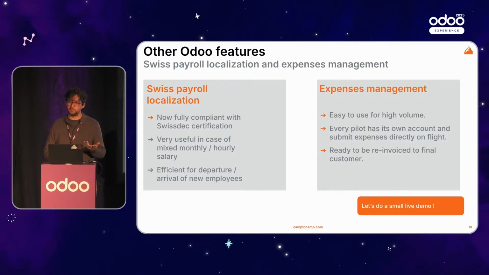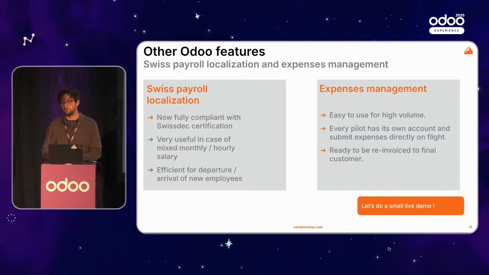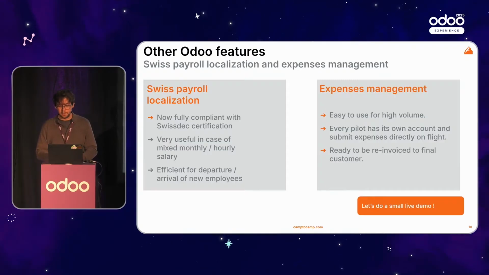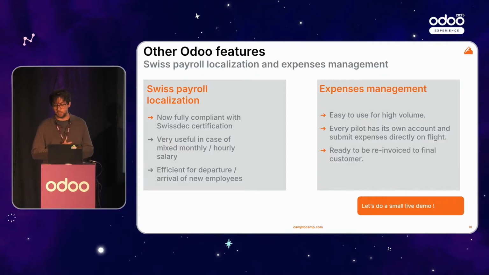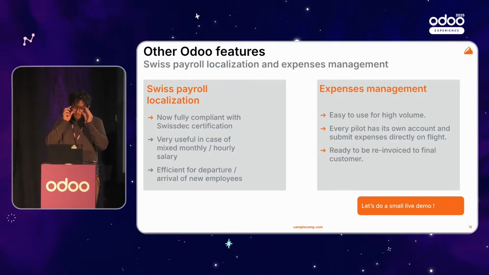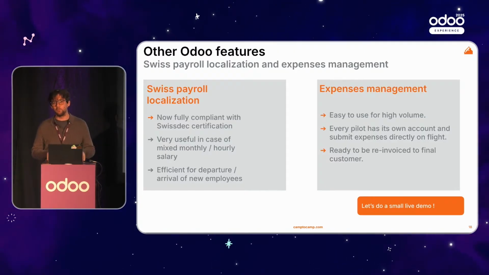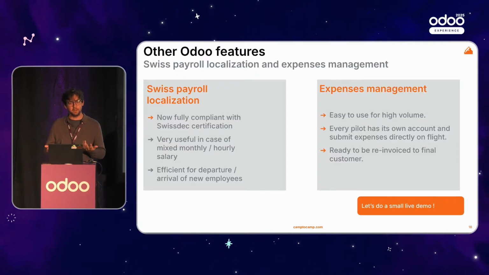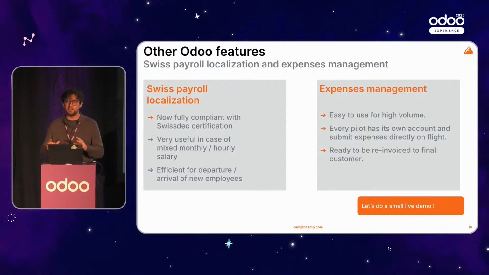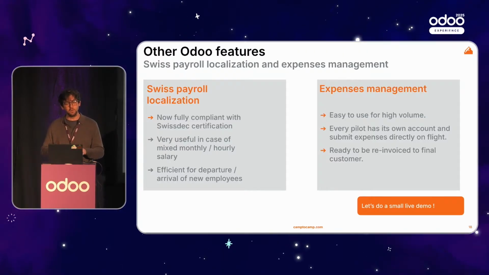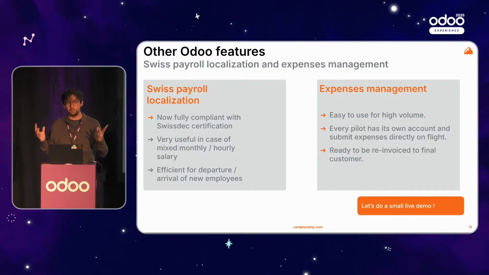So we take advantage of that and the new payroll structure that Odoo created in Odoo 18. So very, very cool. And also in this industry you have to take really, really good care of expenses management. On this project, for example, where we have around 30 pilots and 10 aircraft, we are at a volume of 2,000 expenses in one month and a half. That means it's very, very big.